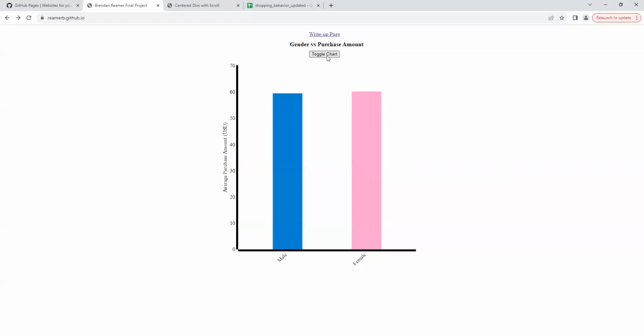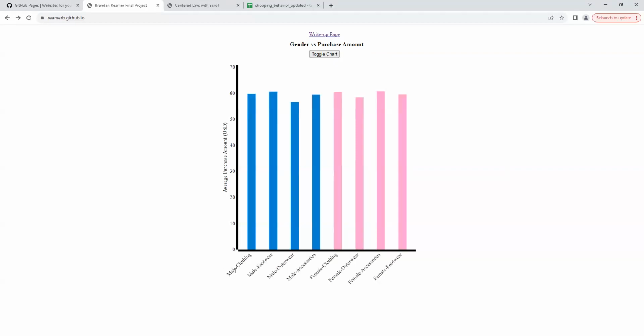If you click this up at the top, the bars split up into each category. So male clothing, male footwear, male outerwear, male accessories, female clothing, female outerwear, female accessories, female footwear. And then the scale on the side stays the same. So then you can kind of go through and match up. We see, oh, female clothing slightly more than men's clothing, and so on and so forth. That provides a really nice way to visually see the differences in the data.